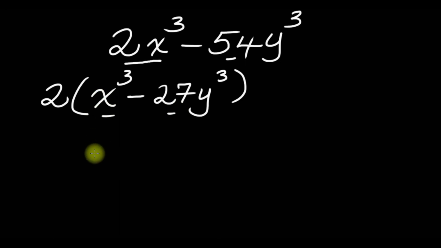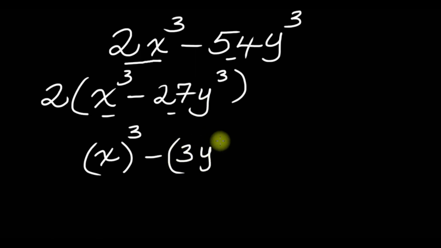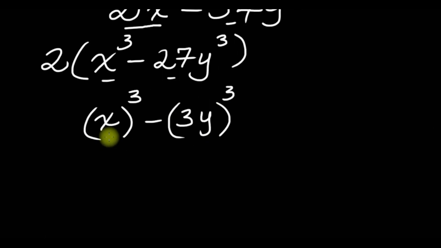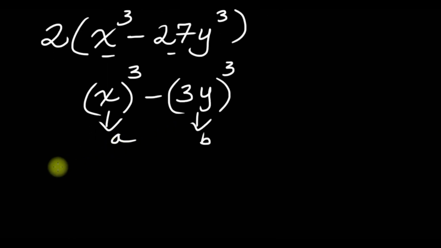So the cube root of x cubed is just going to be x. And then if you cube it, you get x cubed. Cube root of 27 is 3, and then the cube root of y to the third is just going to be y. And then when you cube it, you get 27y cubed. All right, so looks good. So this is the A, this is the B. We're just going to plug those in to the formula.